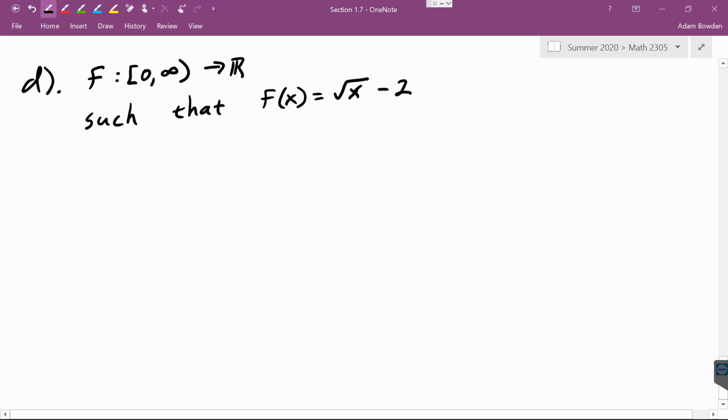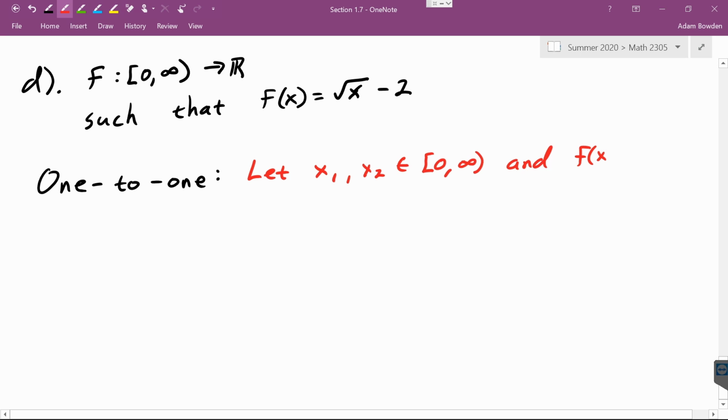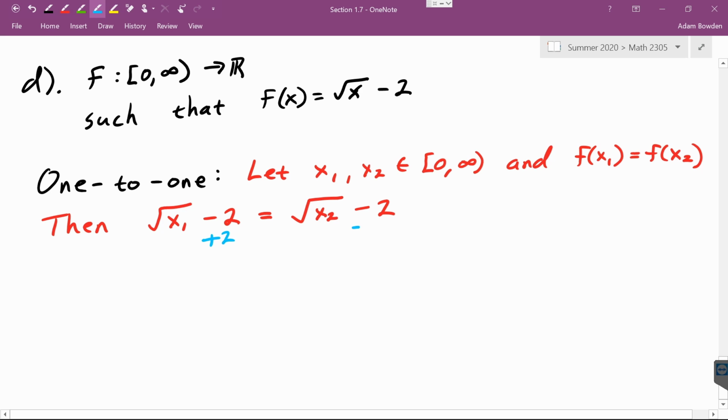Now let's look at this situation here. We have a function f of x equals the square root of x minus 2. I'm going to go ahead and go through this process of verifying that this is one-to-one. So to do that, I'm going to let x1 and x2 be an element of, in this case, the domain 0 to infinity. We want to assume that f of x1 is equal to f of x2. Then we know that the square root of x1 minus 2 should be equal to the square root of x2 minus 2. If we add the 2 over, square root of x1 equals square root of x2, which should tell us that x1 is equal to x2. As a result, since we can manipulate it into this form, we can say f is one-to-one.